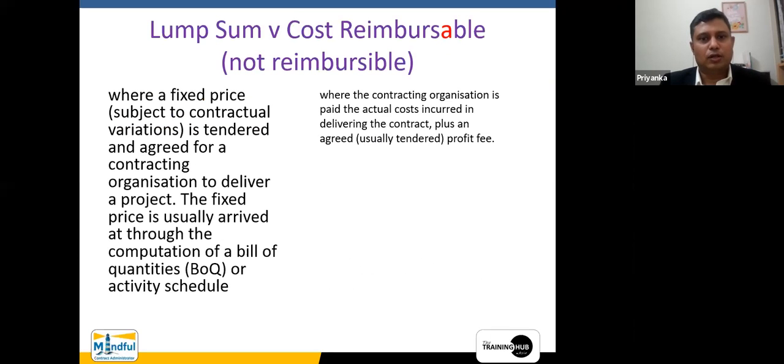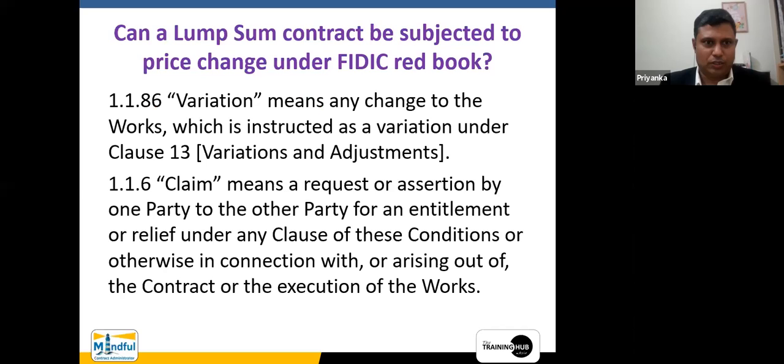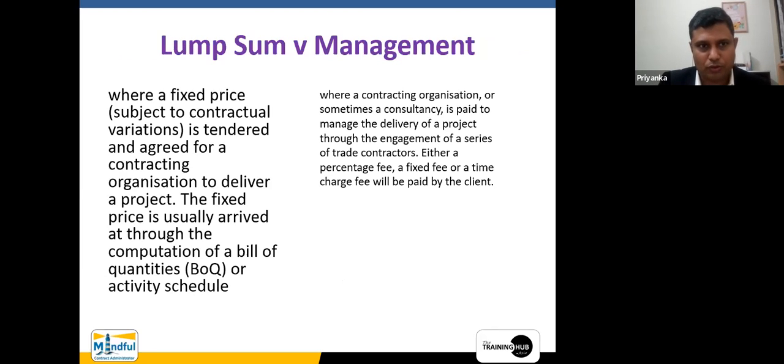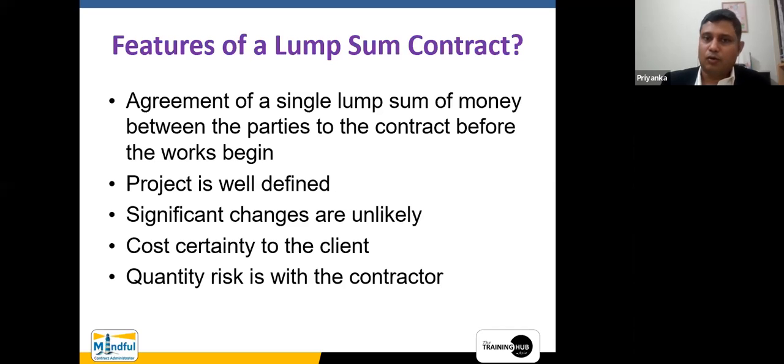Right. Now we are going back to this lump sum contract. Now we are going into the core. Now we have got the background knowledge. We spoke about the definitions and we are going to talk about the lump sum contract now. Features of a lump sum contract. Now I can lump them up into 5 basic categories.